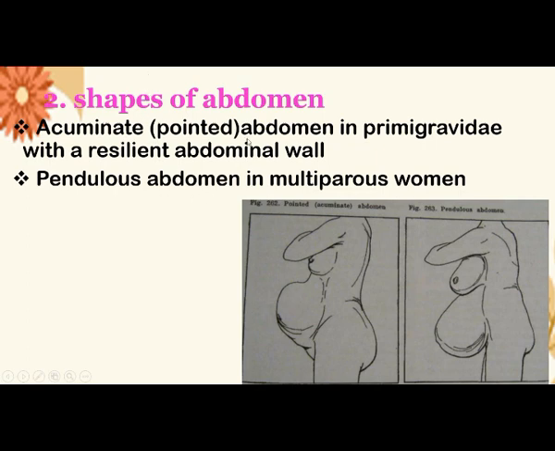So that is the acuminate or pointed abdomen in a primary gravida with a resilient abdominal wall. Then pendulous abdomen in the multiparous woman. You can see this is the multiparous woman. It is a pointed or acuminate abdomen in the primary gravida. So that is the shape of the abdomen.